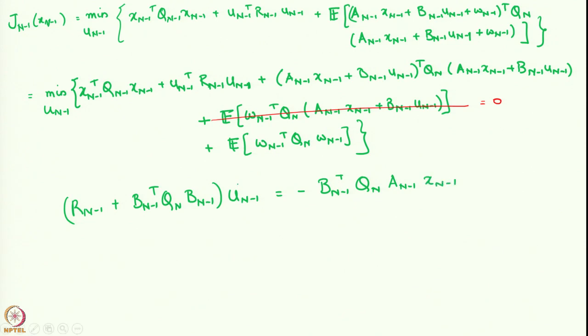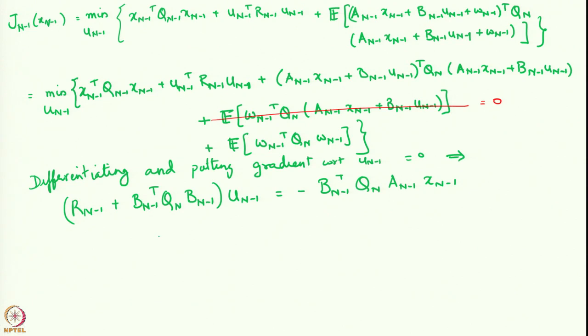In other words, this equation must be satisfied by the optimal u_{n-1}. So, differentiating and putting the gradient with respect to u_{n-1} equal to 0 gives us this. So that gives us that u_{n-1} star should have the following form.